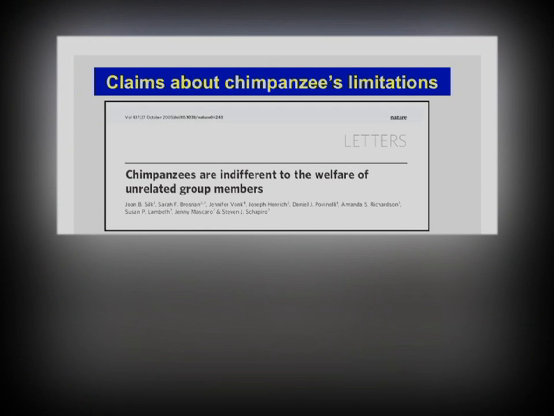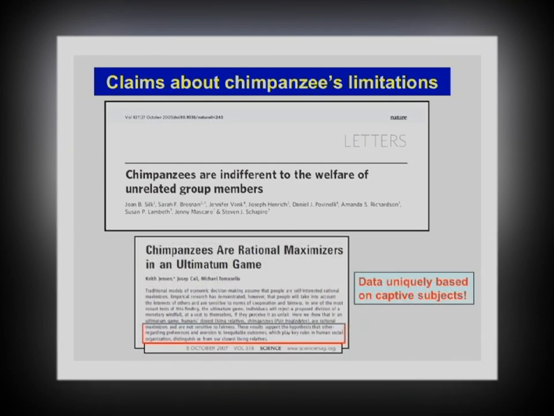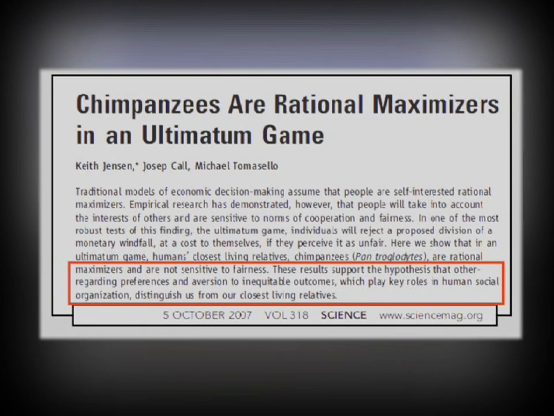On the other side, there have been other series of claims, saying, as here, that chimpanzees are indifferent to the welfare of unrelated group members. Here is the result from Keith Jensen, from Mike Tomasello's group in Leipzig, where they were saying chimpanzees are strict maximizers in a replication of the ultimatum game done with chimpanzees. And what I want to say here is that these claims are again uniquely based on data collected with captive animals, one group or at most, for John Silk's paper, two groups.